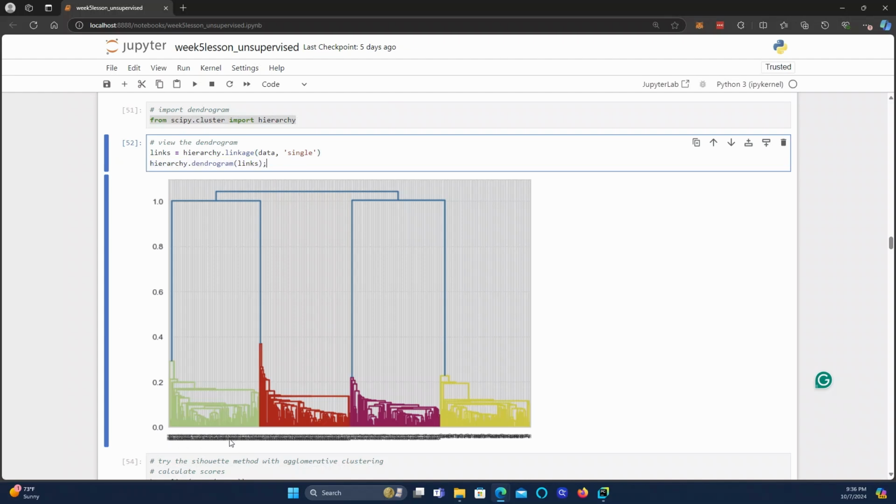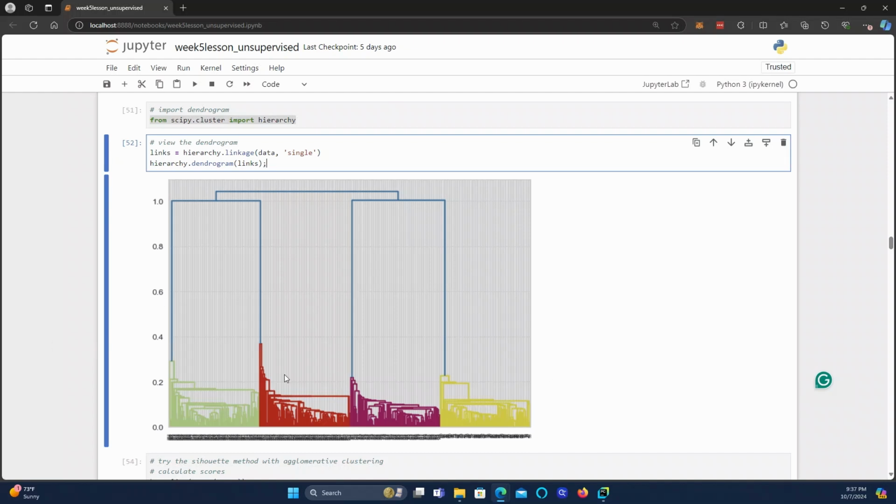So each one of these little tiny things that are too small for us to see is an observation, and they're all linked together with these lines. And as the lines get higher and higher up, that means that it's joining things that are farther and farther away. And as you can see, it really found 4 distinct clusters here. Very obviously 4 separate clusters, which we know is the right number of clusters.